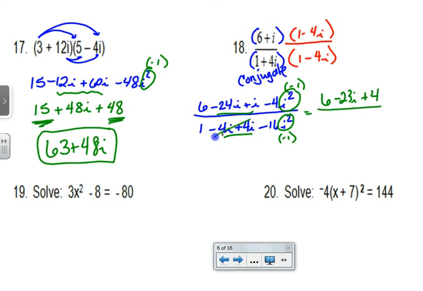And the denominator, the i's cancel. That's what a conjugate always does. And you have a 1, that'll become a plus 16. So combining my like terms, I have 10 minus 23i over 17.